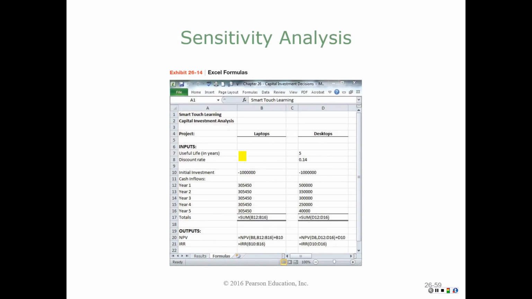But what if I can change the useful life? I can change the discount rate. I can change the amount. What happens if the amount of cash flows change from 1 year to the next? What if it's no longer a consistent annuity, but it's different amounts over time? So we can change any of these factors. We can change our initial investment. And so changing any of these factors immediately at your fingertips generates a new calculation for you.